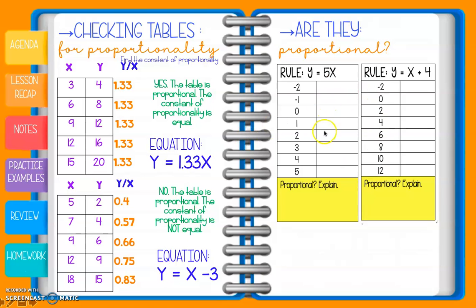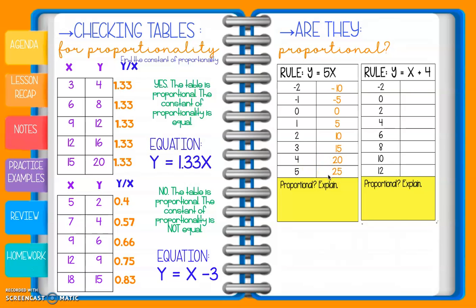Okay, all right, so on this type of table, they've given us the x values and they've given us the equation, and we need to fill in the y values and decide if it's proportional or not. So it says here y, or our second column, equals 5 times x. So we would take our x of -2, multiply it by 5 and get -10. X of -1, multiply it by 5 and get -5. Okay, so we're going to take 0 times 5 and get 0. 1 times 5, 5. 2 times 5 is 10. 3 times 5 is 15. 4 times 5 gives us 20, and then 5 times 5 gives us 25.